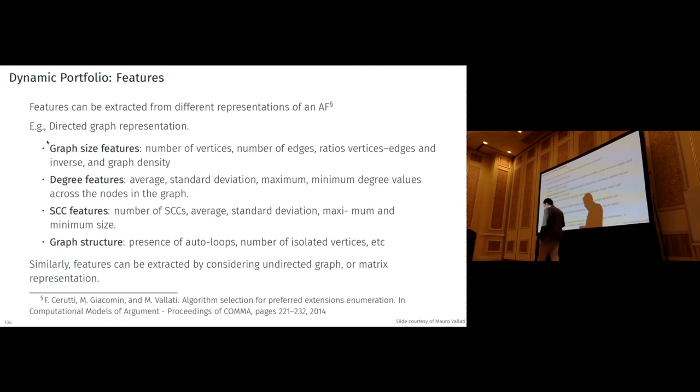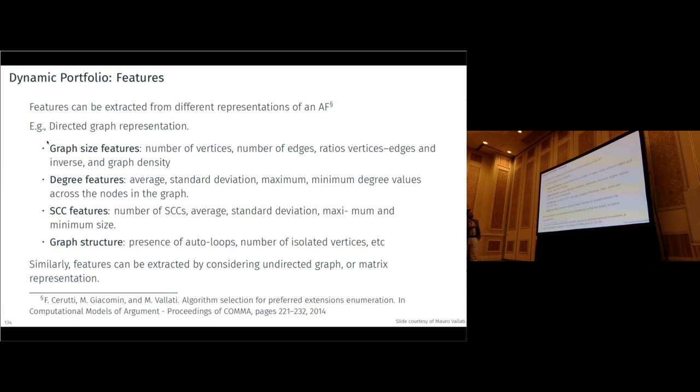So what about the features that we used for describing argumentation frameworks? Because abstract argumentation frameworks are in essence graphs, we can have direct graph representations and features based on the graph size, like the number of vertices, number of edges, and the degree features: the average, standard deviation, etc. The strongly connected components features: the number, the average, maximum size, and other graph structures like the presence of self-loops, isolated vertices. And then we can extract similar types of features, even removing information, like moving from a directed graph into an undirected graph, or different types of features from a matrix representation of this graph.